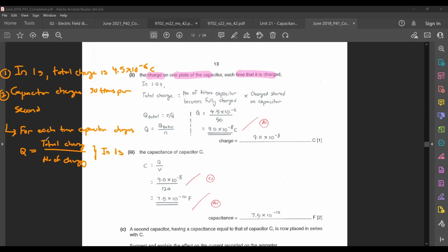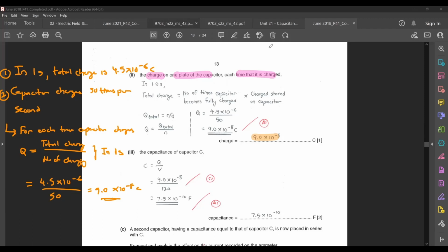You want to find the charge stored for each time the capacitor charges, you just take the total charge in 1 second divided by the number of charging in 1 second. So it's actually just going to be 4.5 times 10 power minus 6 divided by 50, giving you 9.0 times 10 power minus 8 coulomb. That is what your answer here is trying to tell you.